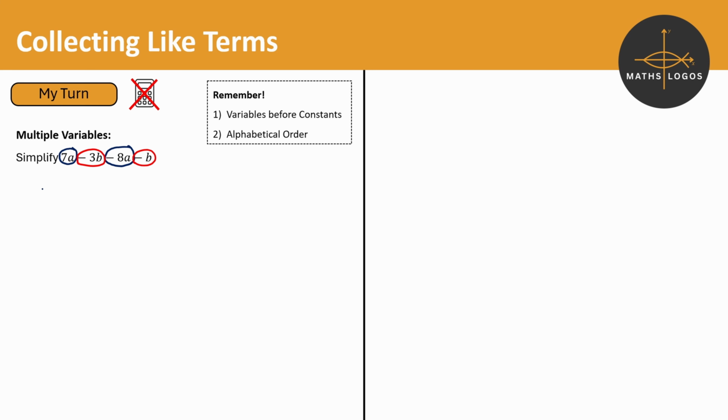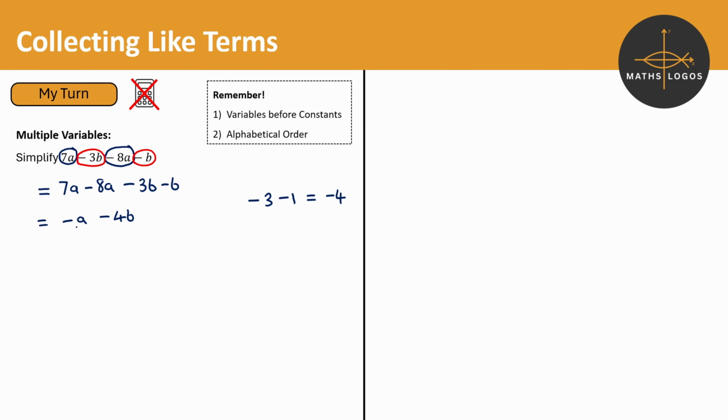Then what I can do is I can rewrite it so that the A's are with the A's. So I've got 7a, subtract 8a. I've got negative 3b, subtract b. 7a subtract 8a is negative a. And negative 3b subtract b, well, that's just like doing the calculation. Negative 3 subtract 1. I'm going to be more negative. That would be negative 4. Therefore, negative 3b subtract b is negative 4b.